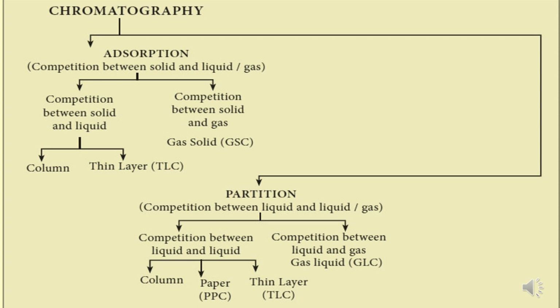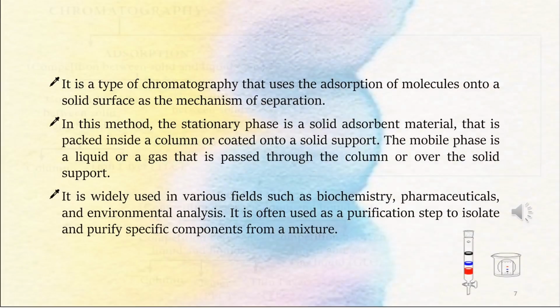Now it's partition chromatography. Partition chromatography is further classified on the basis of the competition between liquid and liquid, and on the competition between liquid and gas. On the basis of competition between liquid and liquid, it is classified as column chromatography, paper chromatography, and thin layer chromatography. On the basis of competition between liquid and gas, it is classified as gas liquid chromatography. Now, let's get into more details of the different types of chromatography.